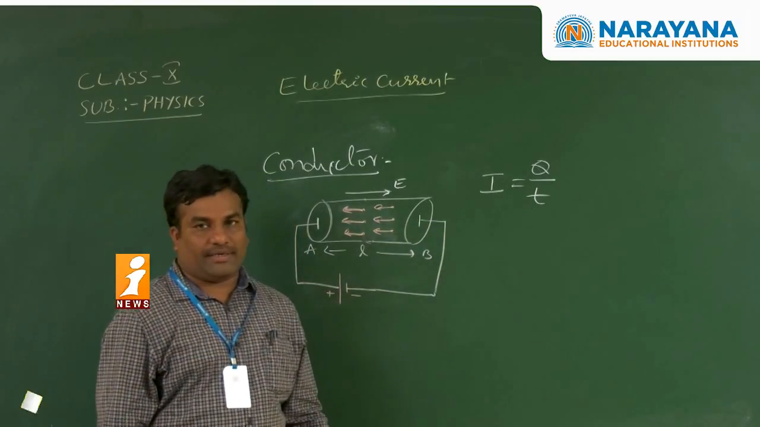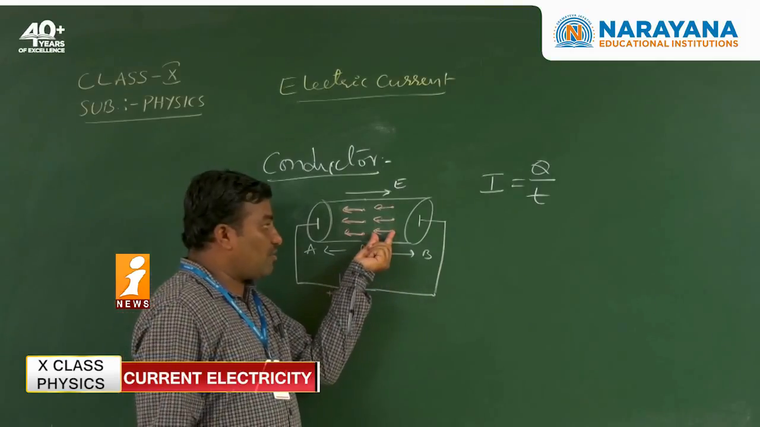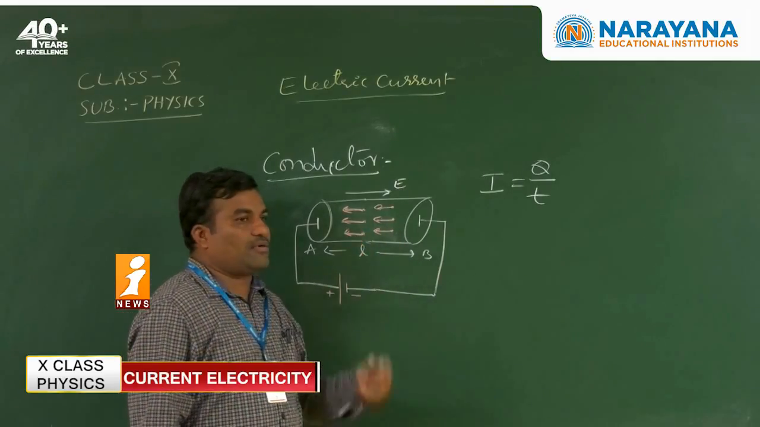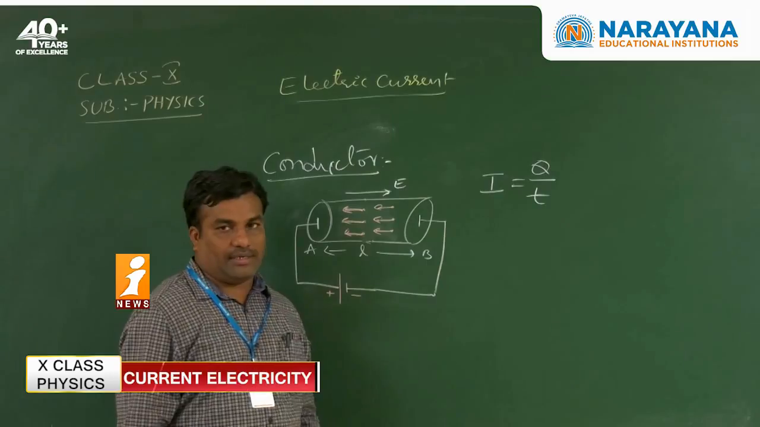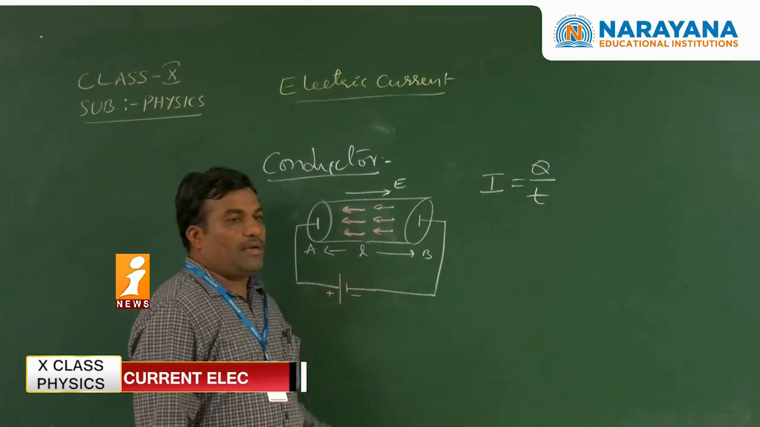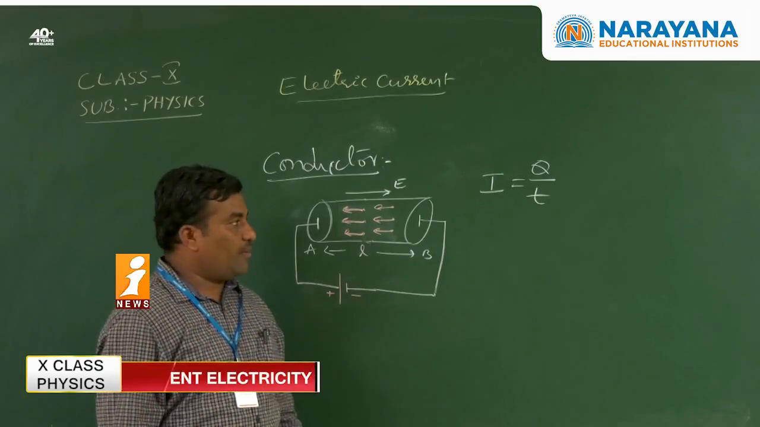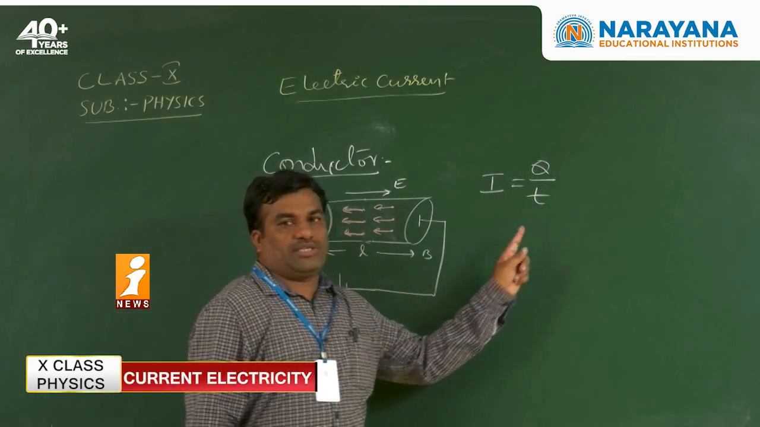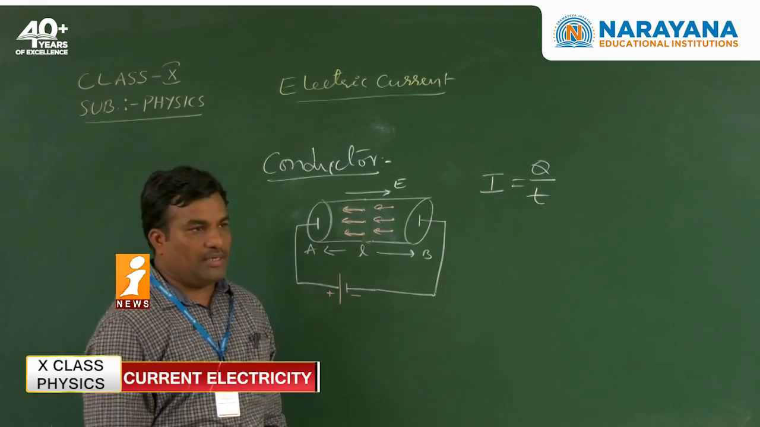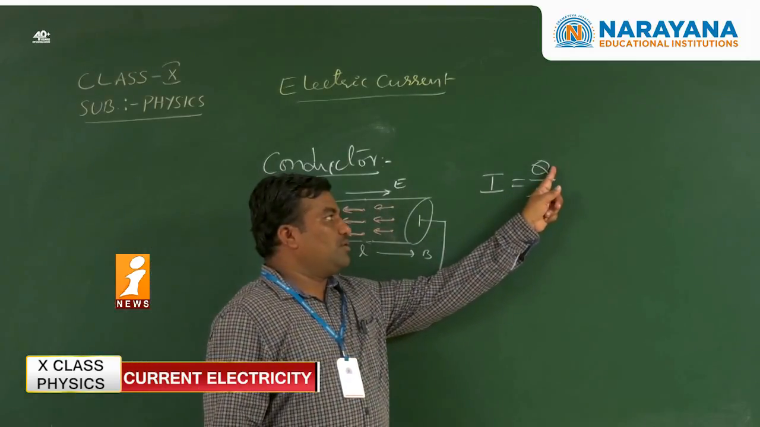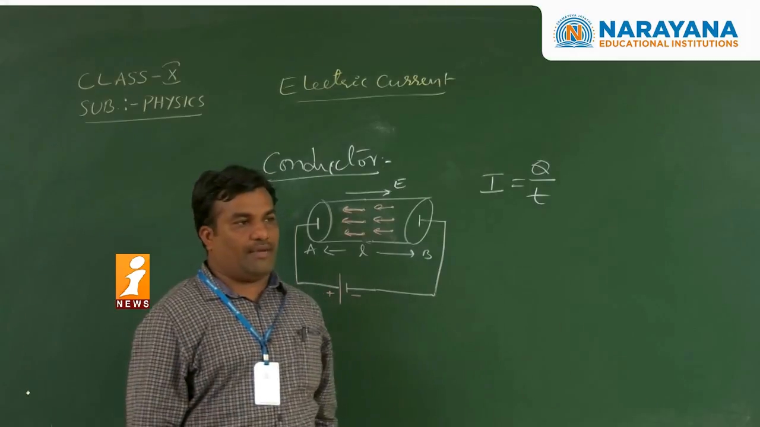This is called electric current. The order of motion of electrons gives the electric current when we apply a battery across the ends of the conductor. I is equal to Q by T. So this is the charge, this is the time.